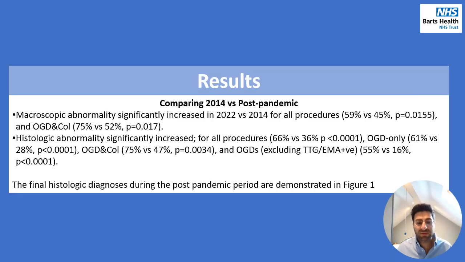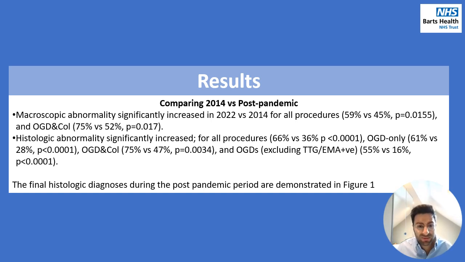We also compared the rates of histological and macroscopic abnormality between the original 2014 study and the post-pandemic group. The numbers of the intra-pandemic group were quite small, so it was difficult to make meaningful comparisons, but the post-pandemic group had larger numbers. And what we found was the macroscopic abnormality rate significantly increased in our group versus the group in 2014. Over all procedures, we had a macroscopic abnormality rate of almost 60% versus 45% back in 2014, and that was statistically significant. And that was replicated in the OGD and colonoscopy group too.